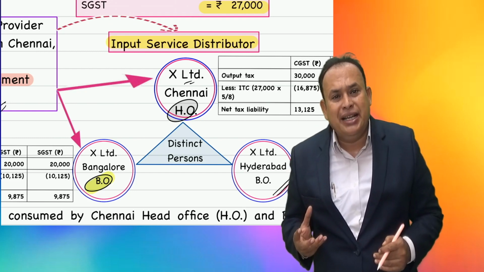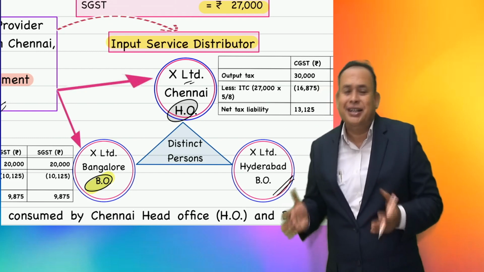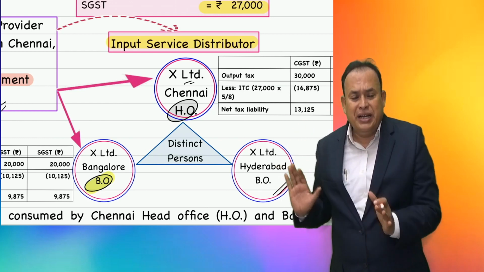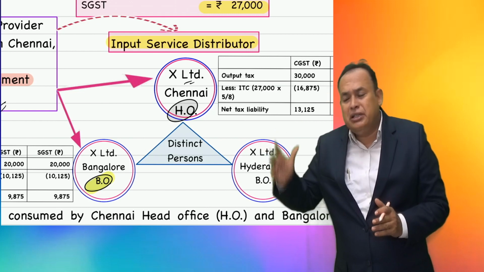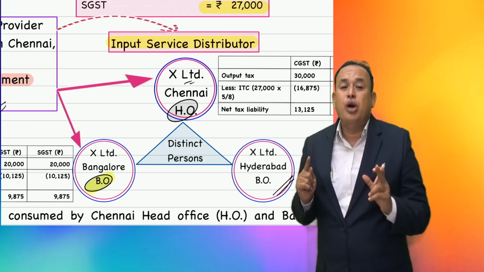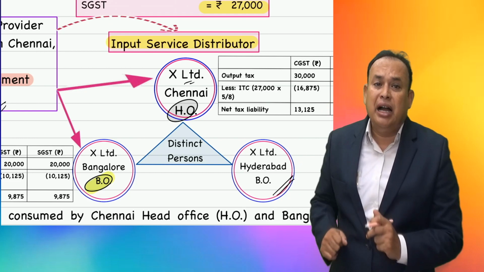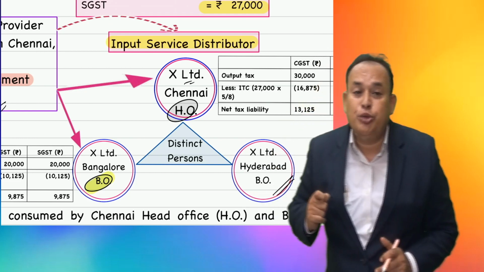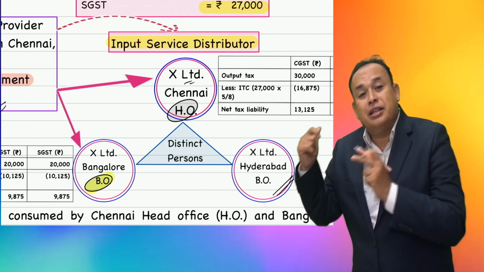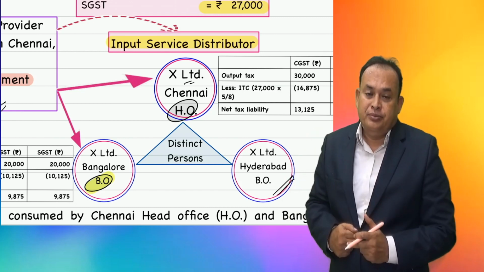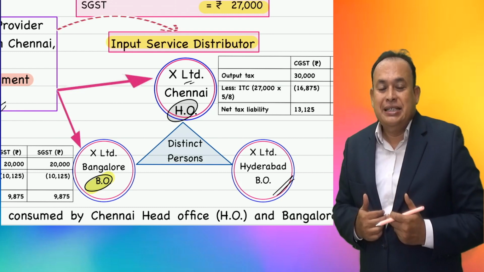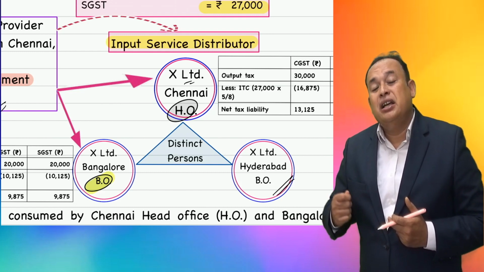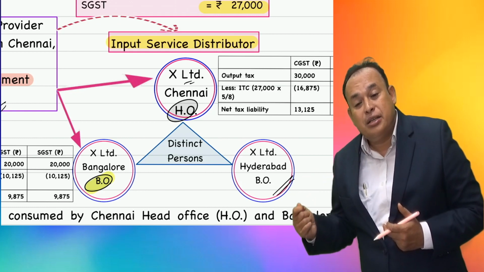X Limited Chennai says, I am already having registration. That is a normal registration. That is not what we are referring to here. Irrespective of that, whether you have normal registration or not, you have to compulsorily register under GST as input service distributor to distribute the credit on input services to your other branches. I opted for the registration, sir. Now, can X Limited Chennai send the credit to X Limited Bangalore?